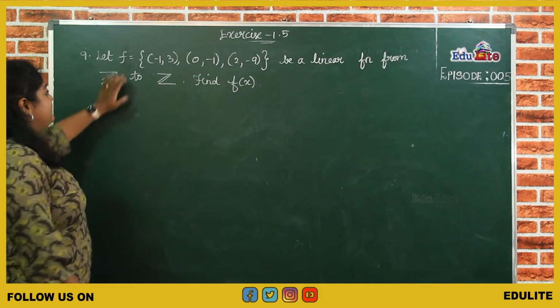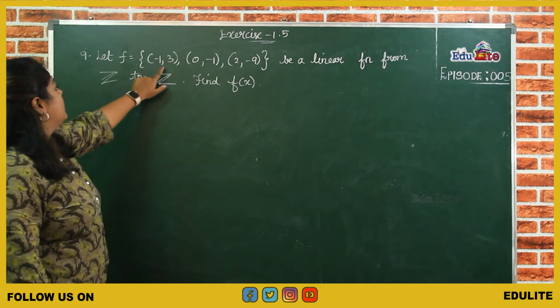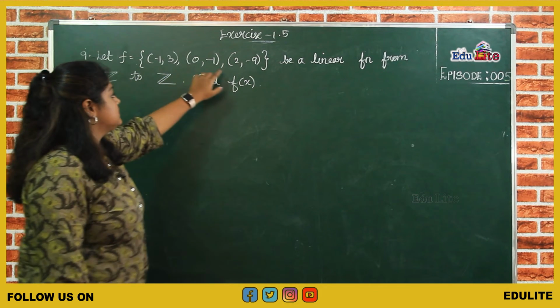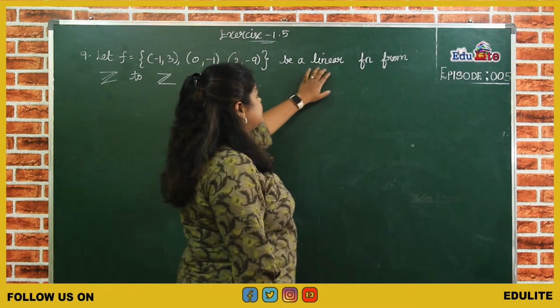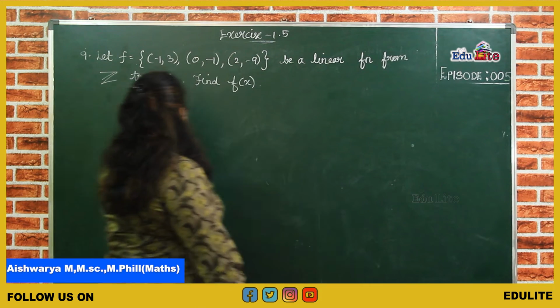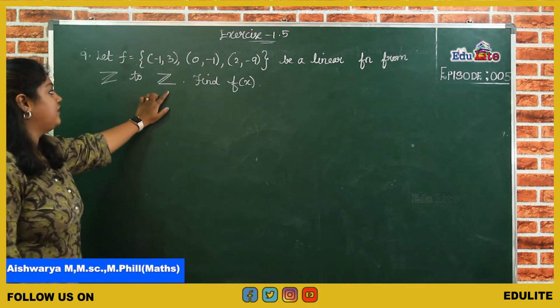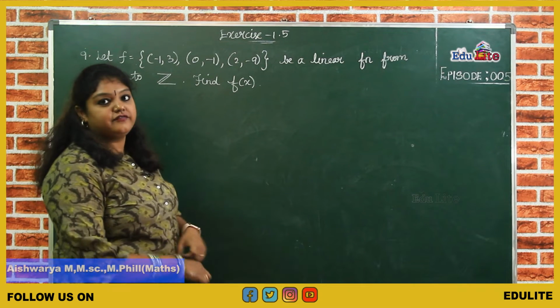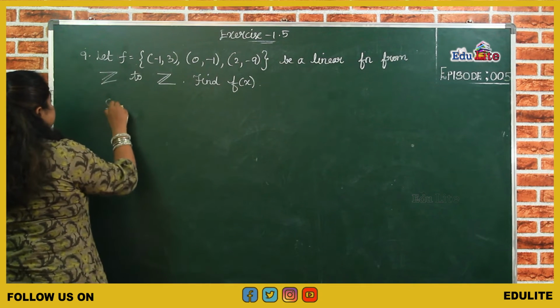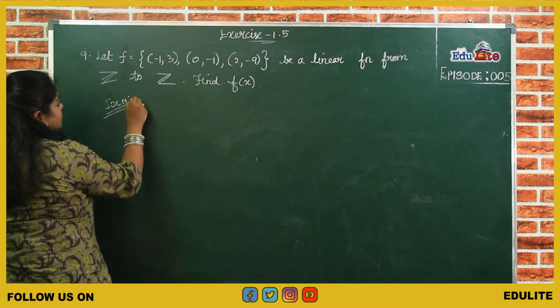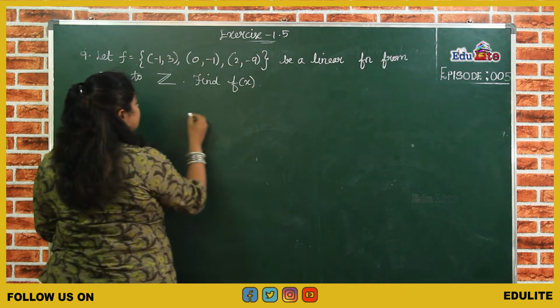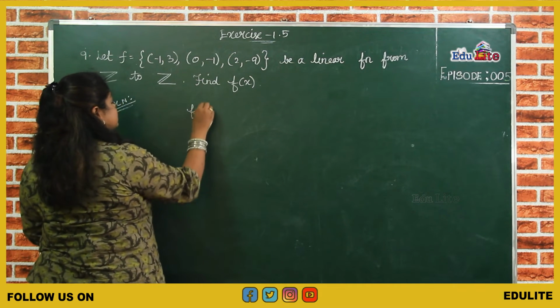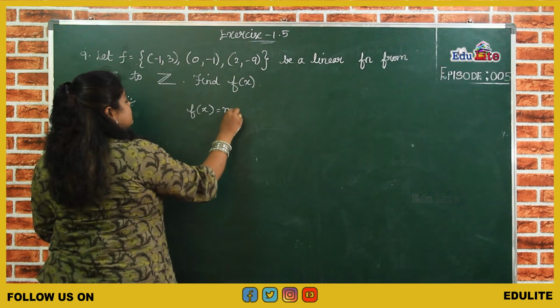So in the ninth problem, it is given as f equals {(minus 1, 3), (0, minus 1), (2, minus 9)}, and this is a linear function. From the set of all integers to the set of all integers, we have to find f of x. So in this problem, we have to find the value of f of x. I am going to use the function f of x as mx plus c.